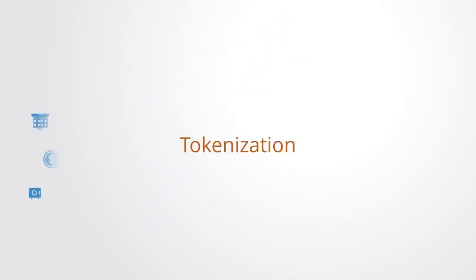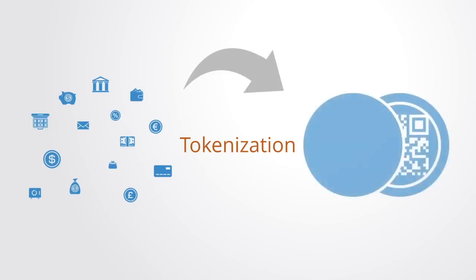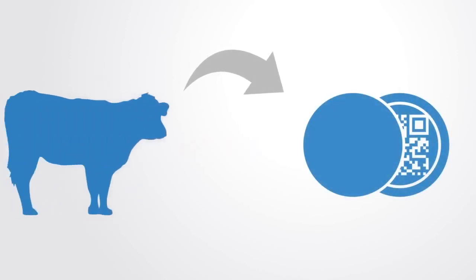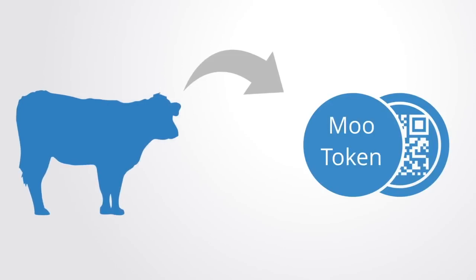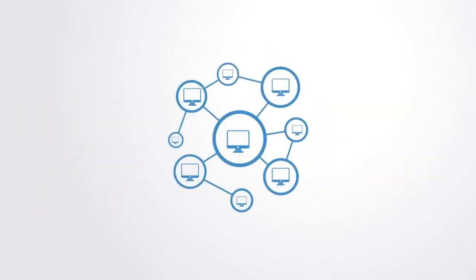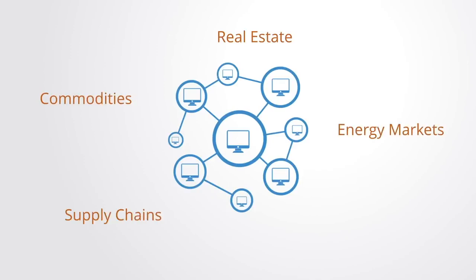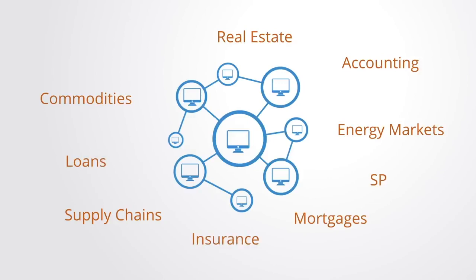Tokenization is the process of converting some asset into a token unit that is recorded on a blockchain. Anything of economic value can be tokenized and thus brought into the blockchain economy. Today, we've started on a long journey of migrating our entire global economy to blockchain networks. Real estate, commodities, supply chains, energy markets, accounting, mortgages, loans, insurance, special purpose vehicles, and all kinds of derivatives are going to migrate one block at a time into this new information-based economy.